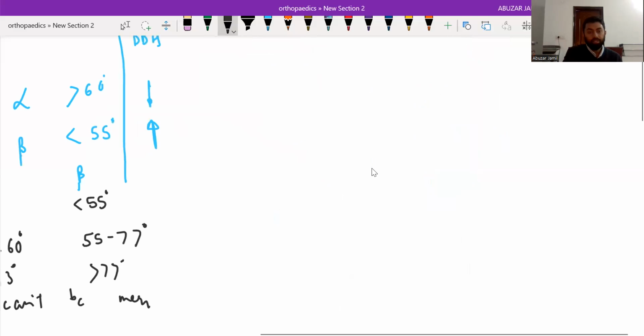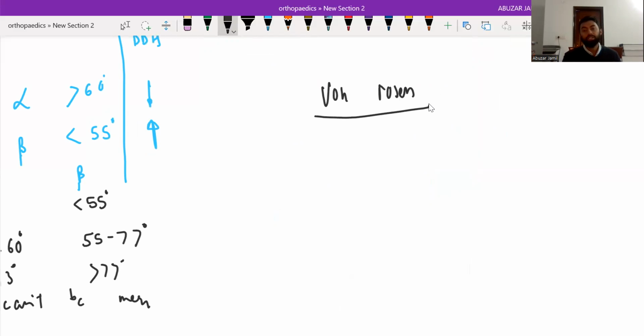So after this, now we'll discuss the X-ray. First thing we can do in an X-ray is a von Rosen view. In this view, the child's femur is abducted, extended, and internally rotated.